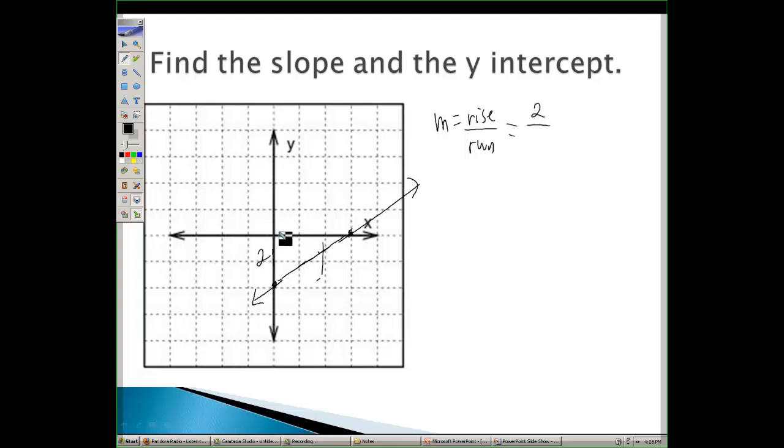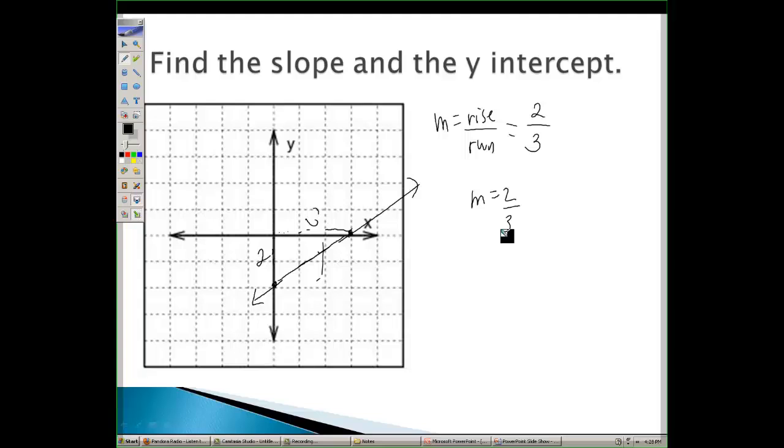And if I count over from my new position, I count over that that's 1, 2, 3 spaces in the positive direction. So my slope could be considered 2/3, just by looking at the graph and not doing any math.